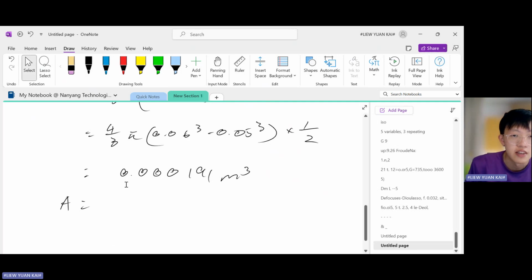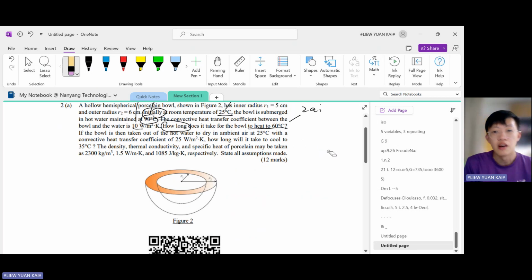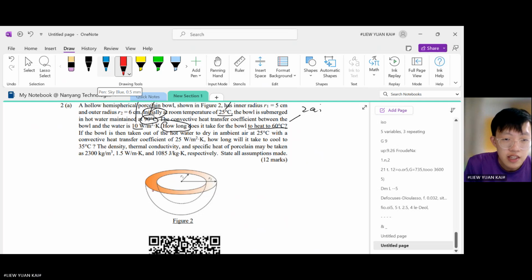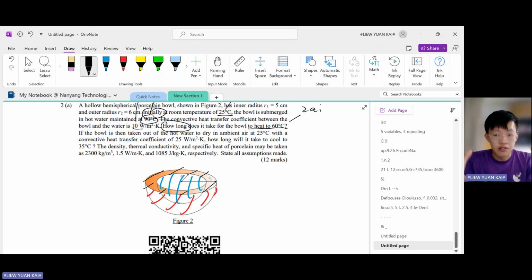And the surface area. So let's check how you get the surface area. Pay attention to this bowl in figure 2. What are the surfaces exposed to the water? First, we have this outer hemisphere. Next, we have this inner hemisphere. And the last thing we have is the rim of the bowl. So we have 3 parts to the surface area: the outer hemisphere, the inner hemisphere, and the rim of the bowl.